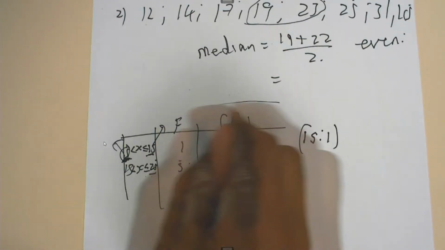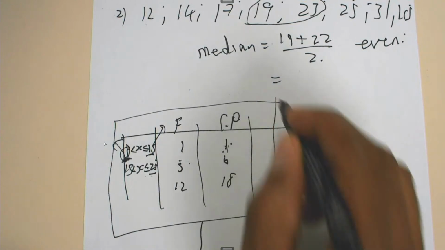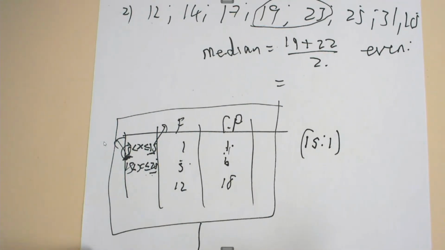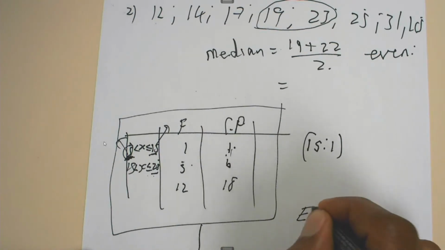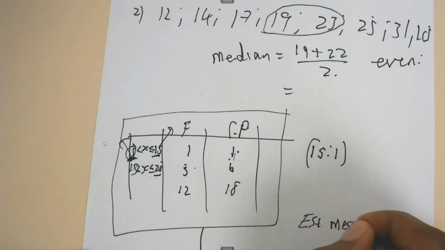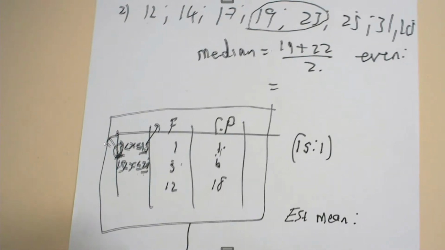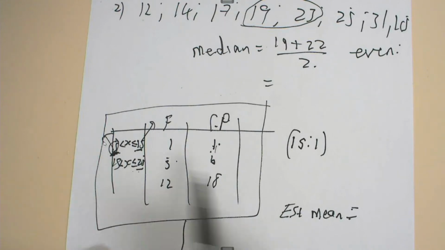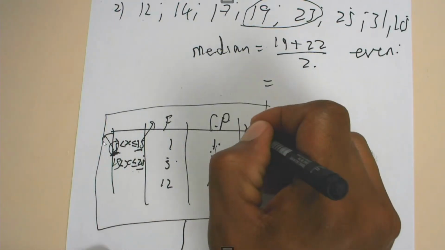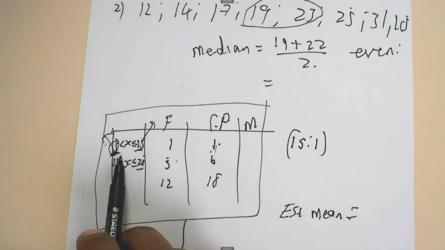This is grouped data that we have. Now the question was: calculate the estimated mean. Very, very important. So how do I do that? For me to do that, I first need to determine the midpoint.